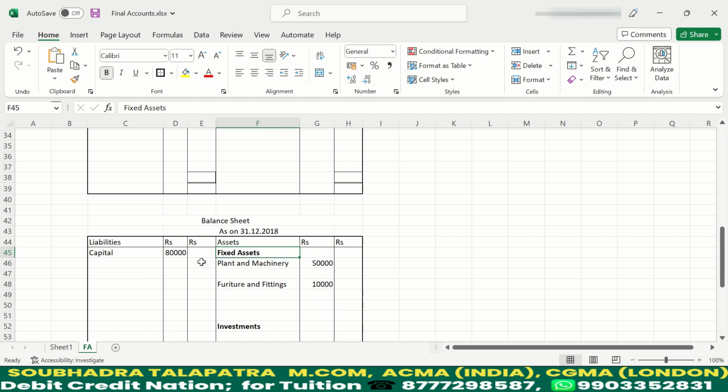For example, the business is started with 80,000, but the business's responsibility is that it will generate 1 lakh. That means the entire 80,000 will be given back to the proprietor, plus say 20,000 profit will also be given back to the proprietor. So that's why it's a liability for the business to return the capital to its owner. That's why this capital will appear on the liability side.